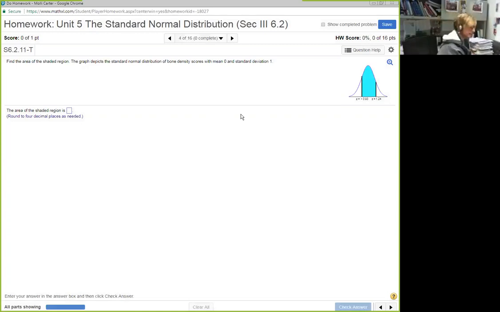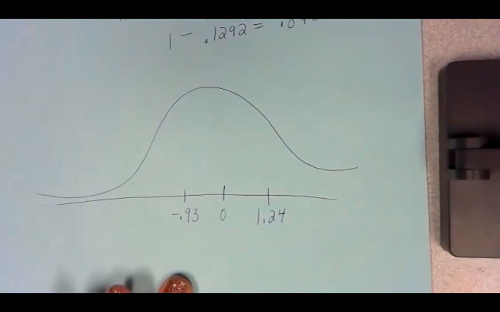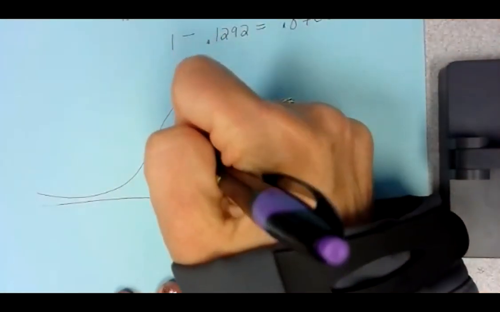I'm going to go ahead and draw this on my paper. Okay, so we've got 0, negative 0.93, and 1.24. Okay. So let me go ahead and stop sharing. I'm going to show what we've got here now. Okay, and they wanted in between.